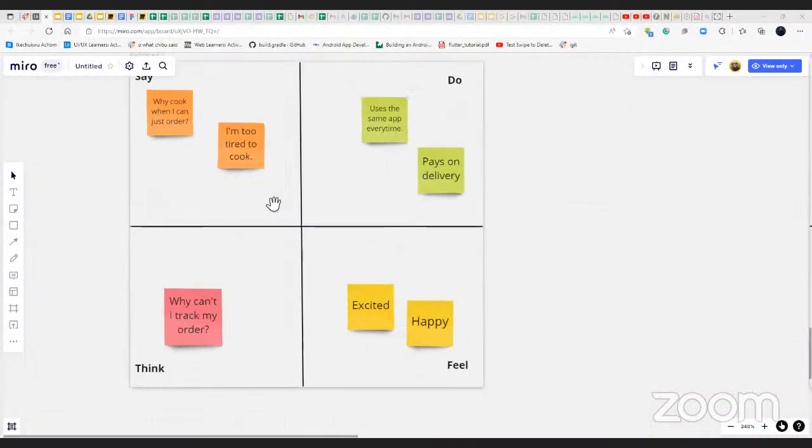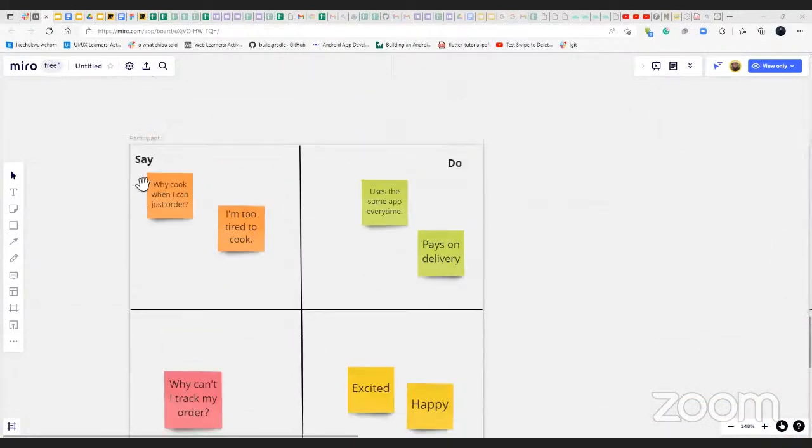I haven't seen this before, but let's see it together. Okay, so this is participant 1. So what did the person say? The person said, why cook when I can just order? The person also said, I'm too tired to cook. Okay, what did the person do? Uses the same app every time.